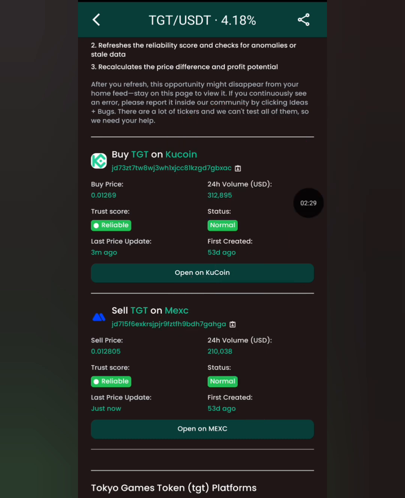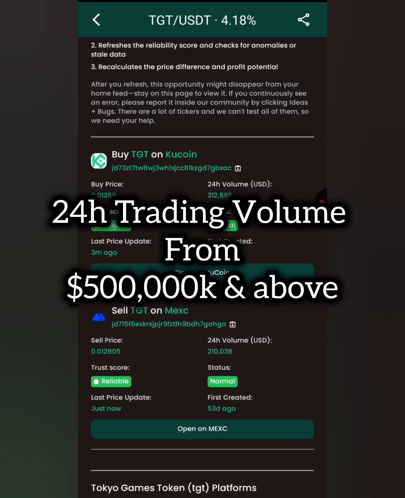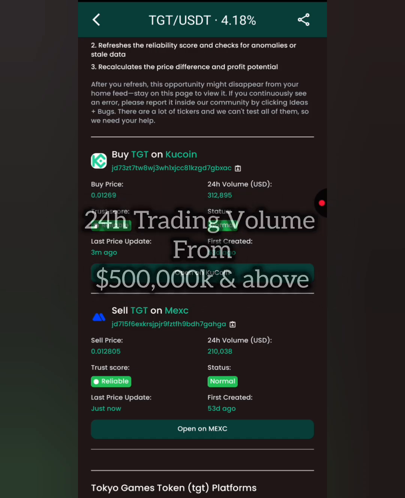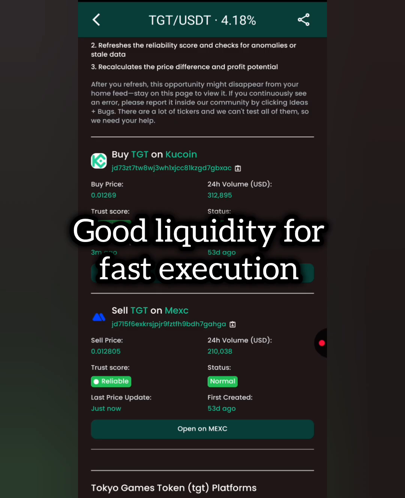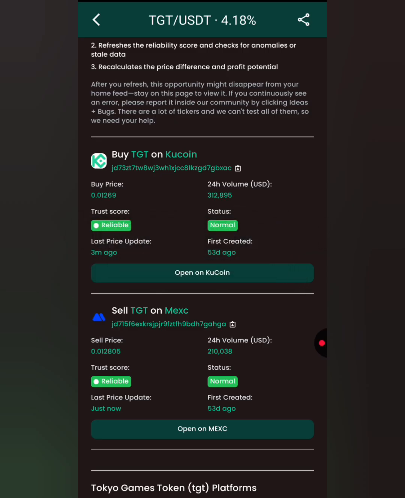This is very important because it will help you reduce the stress of going to check if you'll be able to perform this arbitrage opportunity or not. One more thing I usually look out for is trading volumes from about 500,000 USD and above, because arbitrage signals with that type of trading volume tend to have good liquidity, which will help your trade execute very fast. So this particular arbitrage signal is actually below that.